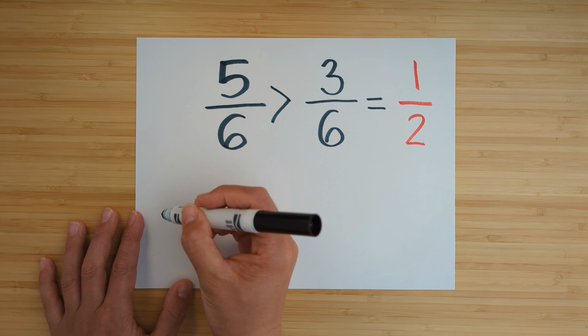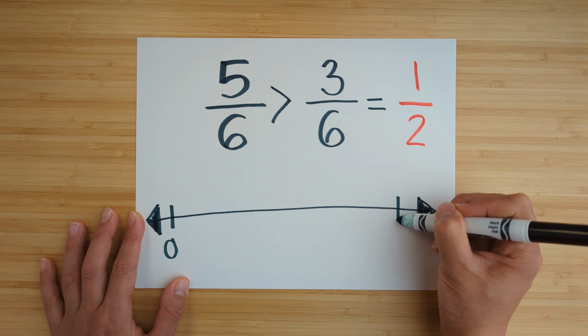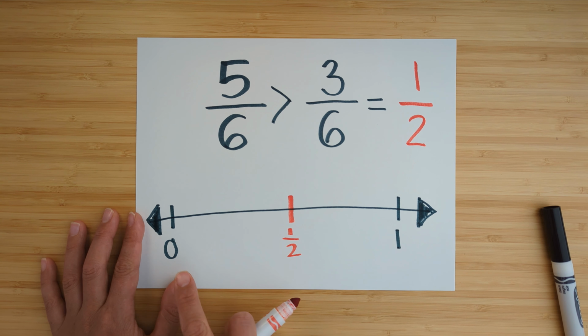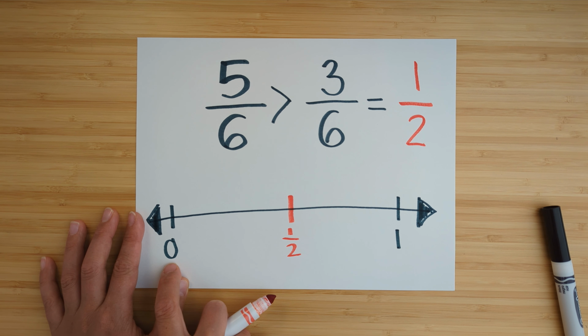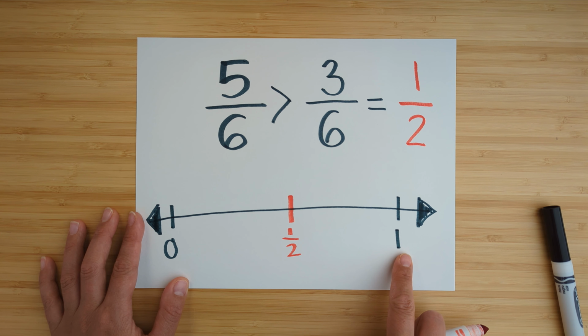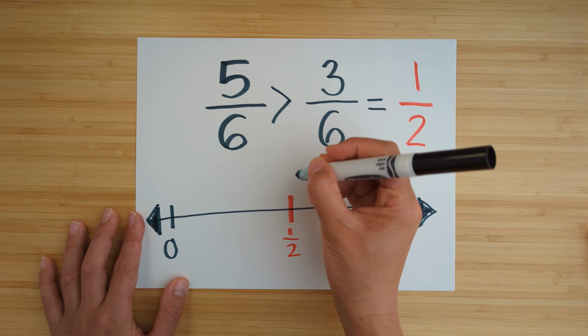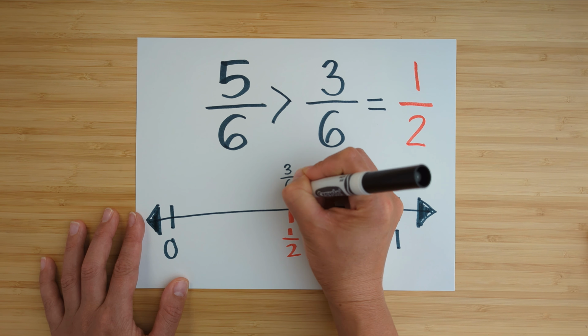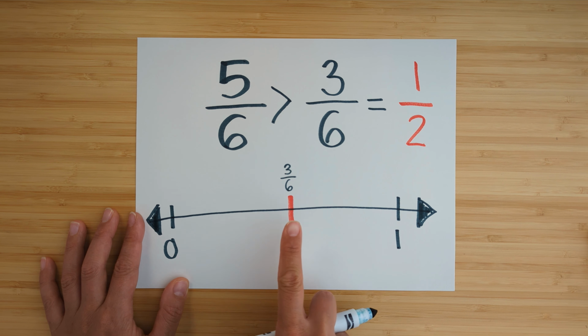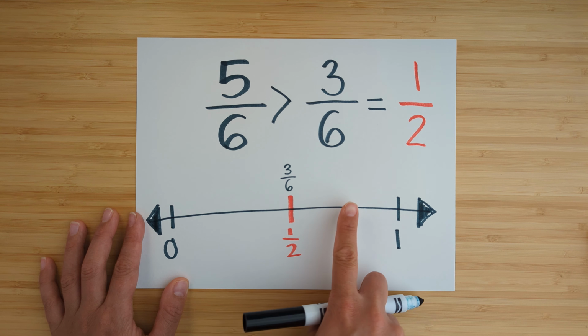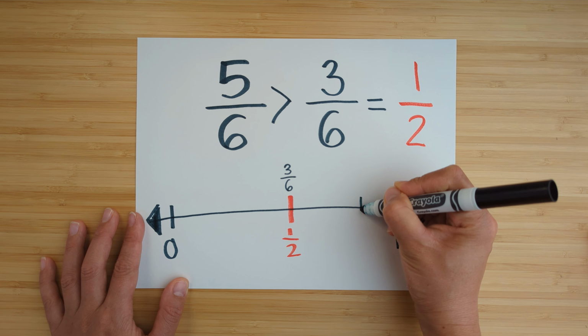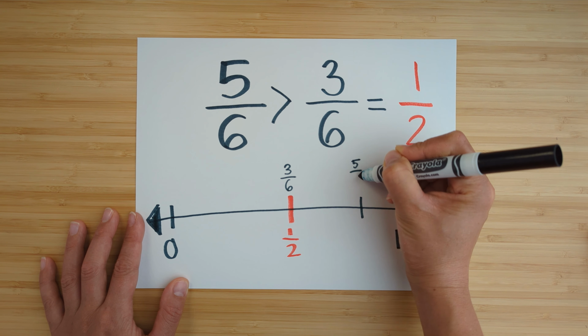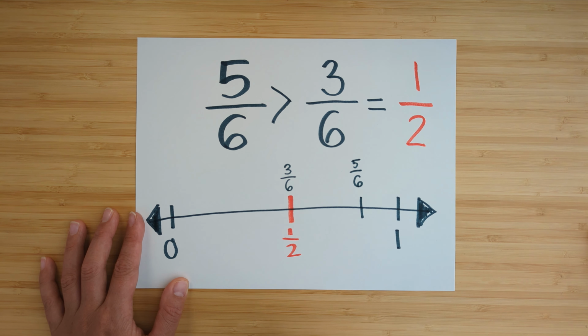Let's draw a number line. I have my starting point 0, 1 whole, and then a half. And I know that 3/6 is equal to a half. So when I plot my 5/6, I can see that it goes right around here. But either way, it's greater than 1/2.